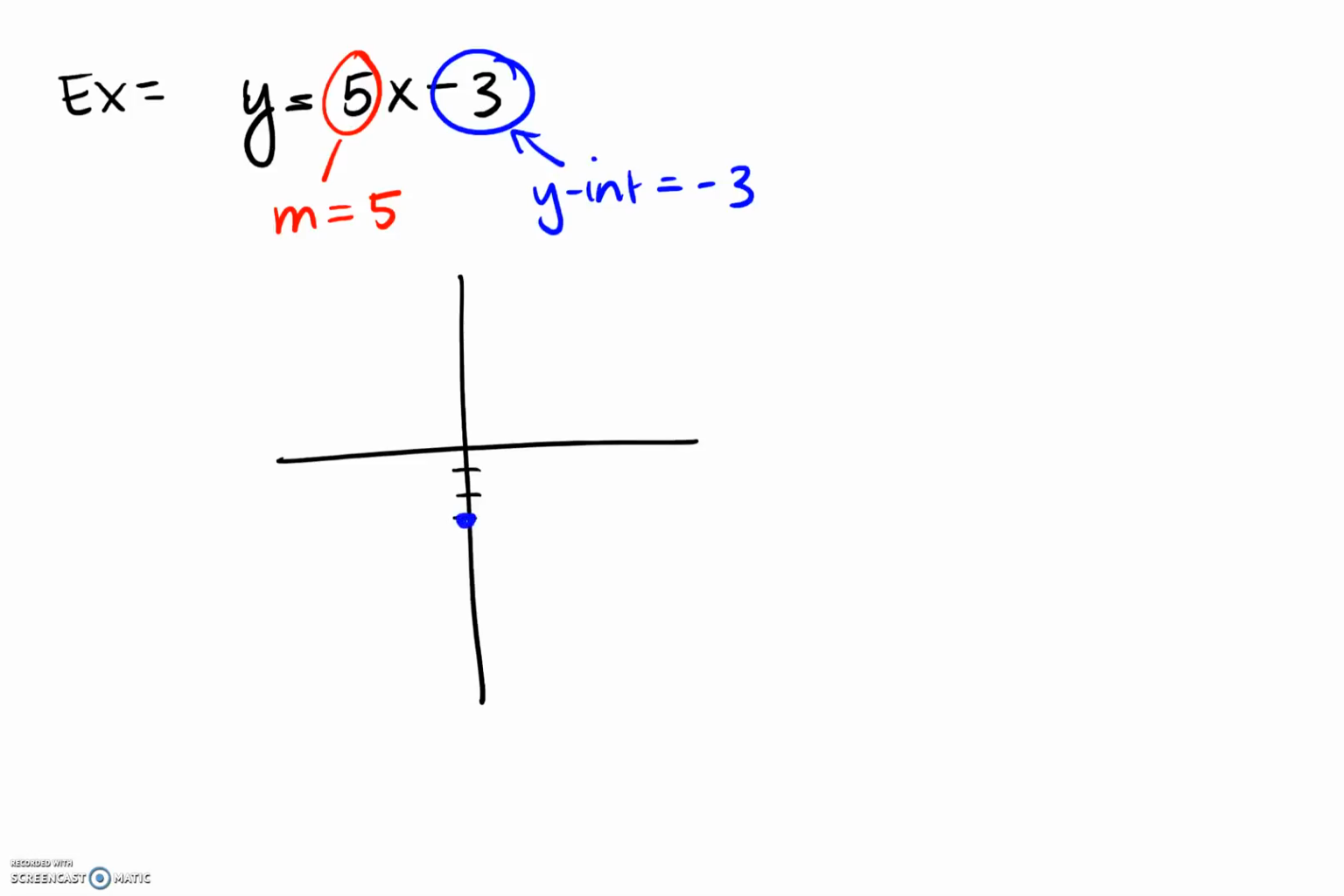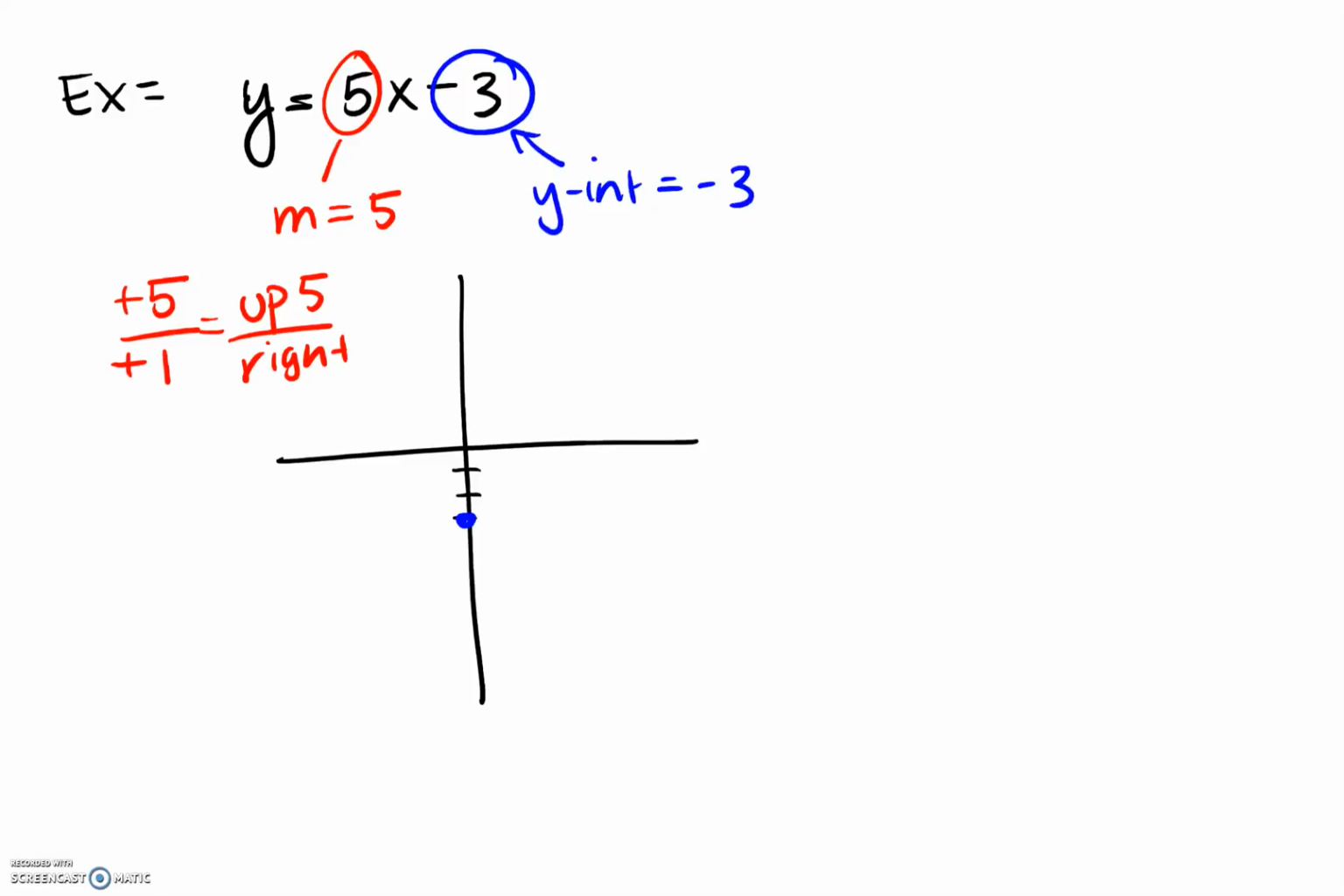Our y-intercept is a point at negative 3. Our slope, the only thing that can be tricky about this is that when there's just one number, it's hard to see the rise over run. But 5 is the same thing as 5 over 1, right? So we now have our rise and our run. We can go up 5 and to the right 1, positive direction for both.